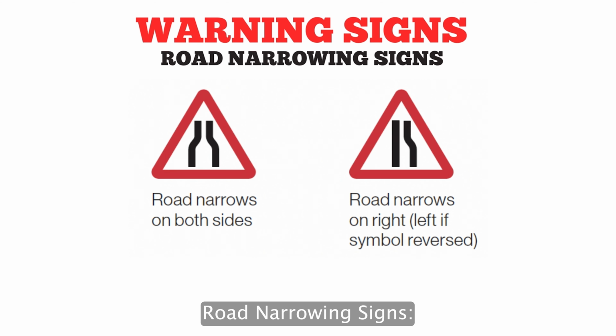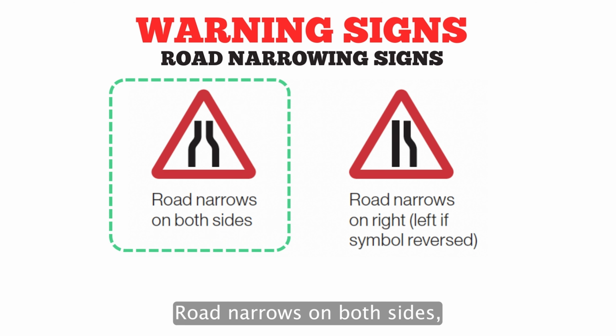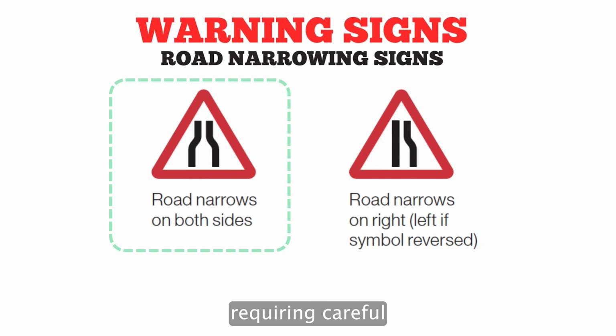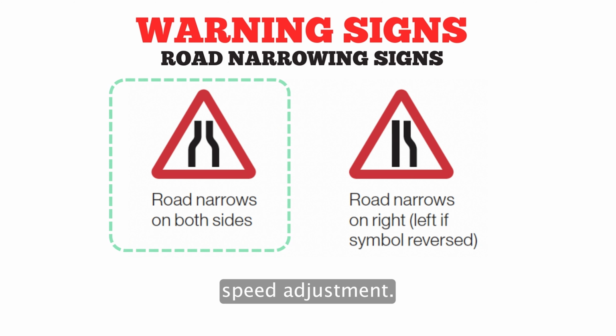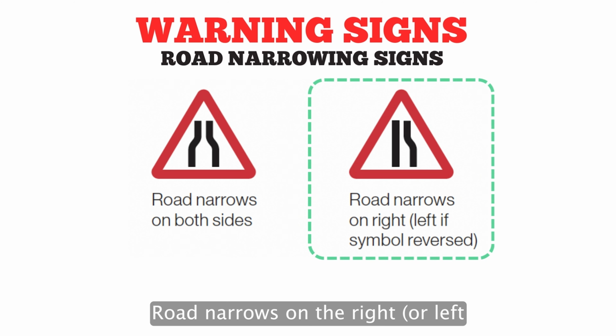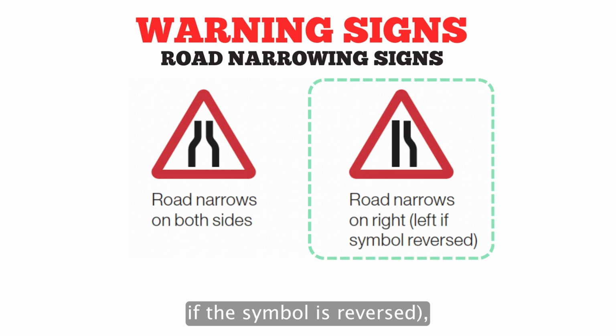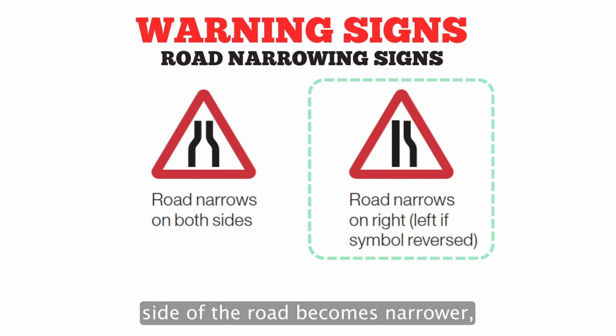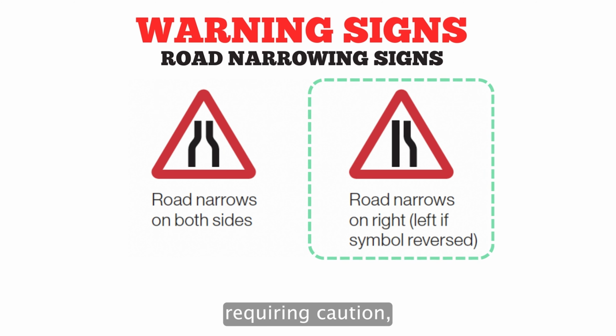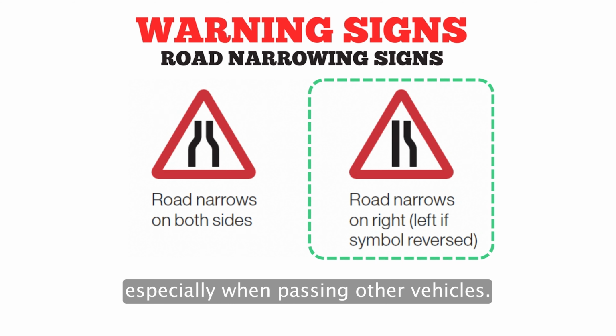Road narrowing signs. Road narrows on both sides. Warns that the road ahead becomes narrower, requiring careful positioning and possible speed adjustment. Road narrows on the right, or left if the symbol is reversed, indicates that one side of the road becomes narrower, requiring caution, especially when passing other vehicles.